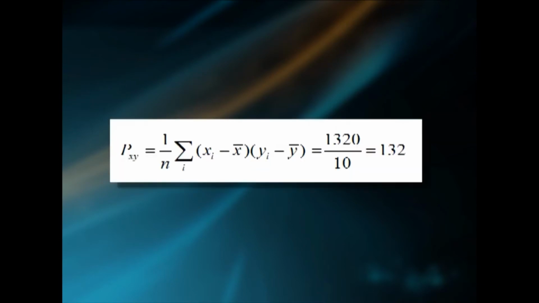Solution. To predict y value for a given x value, the regression equation y on x is appropriate. This line is expressed as y minus y bar equal to pxy by sigma square x into x minus x bar. Here pxy equal to 1 by n summation over i xi minus x bar into yi minus y bar equal to 1320 divided by 10, that is 132.